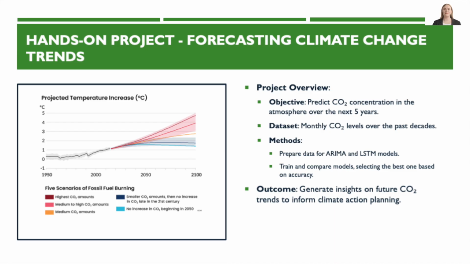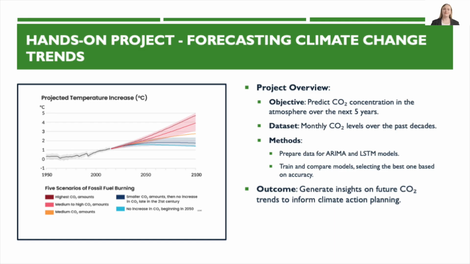Hands-on project, forecasting climate change trends. To illustrate, let's consider a project on forecasting CO2 concentration in the atmosphere. Objective: we'll aim to predict CO2 levels over the next 5 years. Dataset: using a historical dataset of monthly CO2 levels, we'll apply ARIMA and LSTM models. Steps: first, we pre-process the data, then train both models and compare their predictions. This comparison will help us understand which model is best suited for long-term forecasting of CO2 trends.